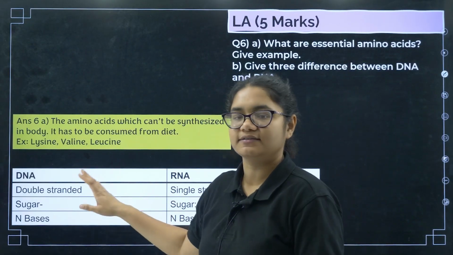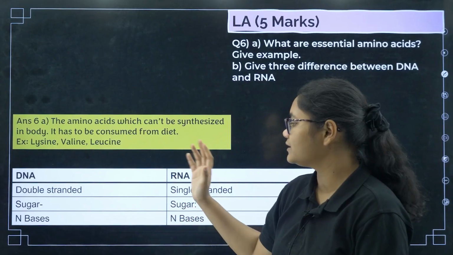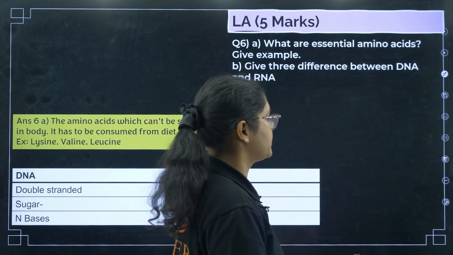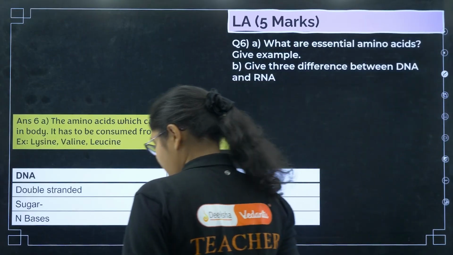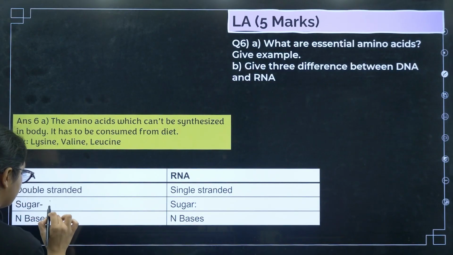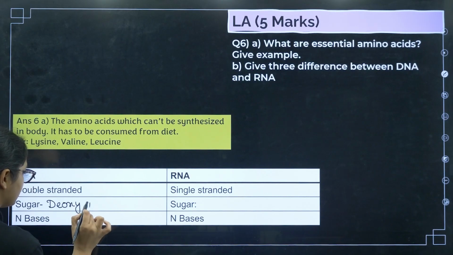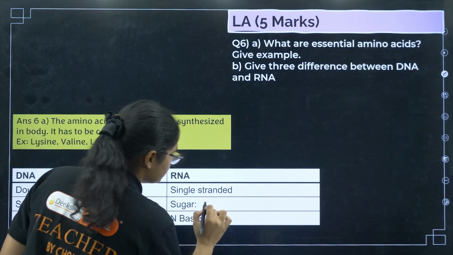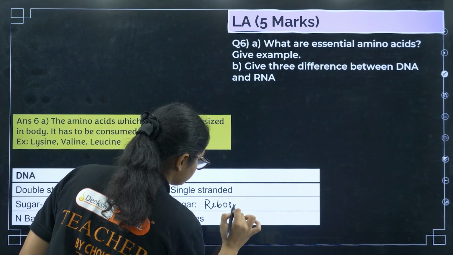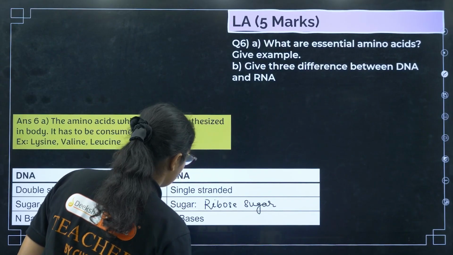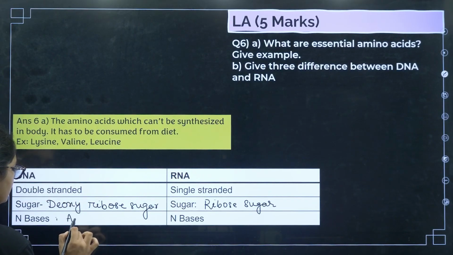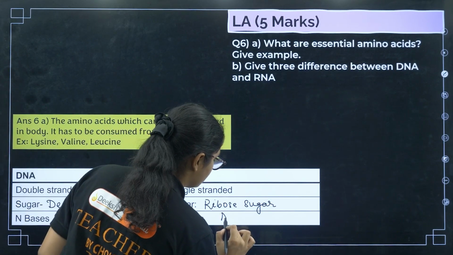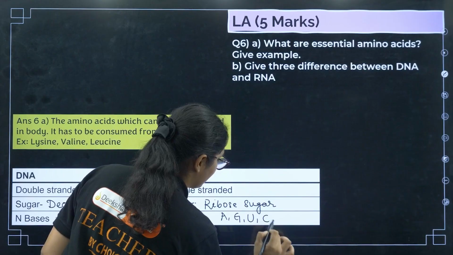Difference between RNA and DNA: this is double stranded, this is single stranded. One is used in protein synthesis, the other is used in storing the heredity or genetic information. Next we can also differentiate between the structures. The sugar present in DNA is deoxyribose sugar, and here the sugar present is ribose sugar. Next, the bases here are adenine, guanine, thymine and cytosine, and here we have adenine, guanine, uracil and cytosine.